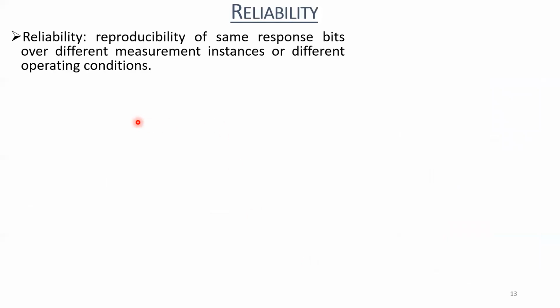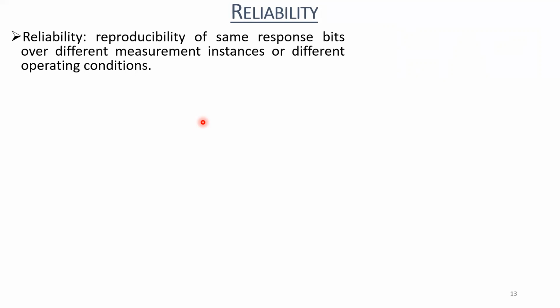Another important parameter which characterizes a PUF is reliability. Reliability simply means that if you applied some challenge to a PUF now, and 10 years later you apply the same challenge, you should get the same response. The response should not change. Or, for instance, if you have a PUF operating at, let's say, 10 volts, and suddenly there is a spike fluctuation in the supply voltage to 15 volts, then if you apply the same challenge, you should get the same response.